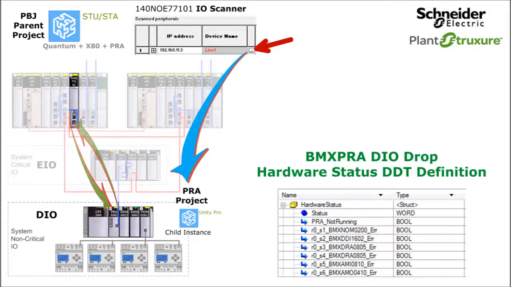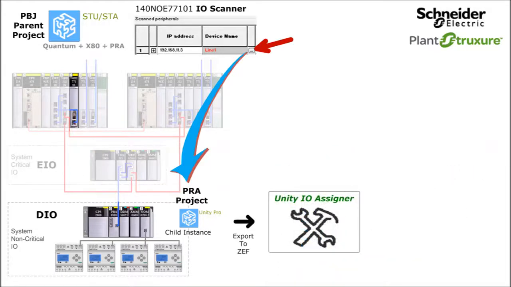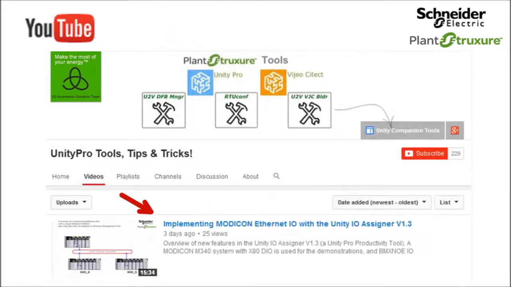To create the IO status and control interface, the Unity IO assigner will be used. So the child Unity Pro instance DIO drop is exported to a ZEF file. To see how the Unity IO assigner accomplishes the creation of the IO status and control interfaces, see the video Implementing Modicon Ethernet IO with the Unity IO Assigner v1.3.